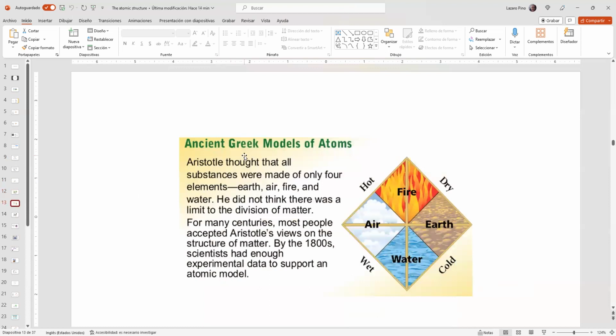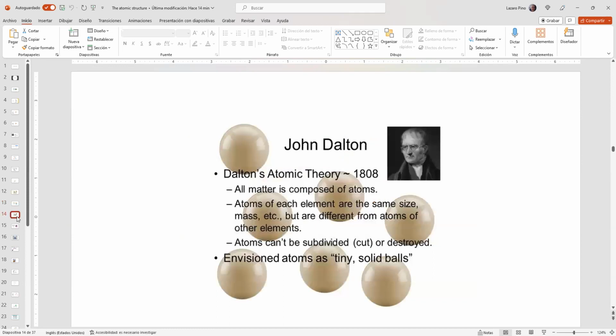Even though he was right, his theory was not accepted for a long time, and Aristotle's idea was accepted instead, that matter was made of fire, air, earth, and water. Well, nowadays we know that Aristotle was wrong, while Democritus was right.